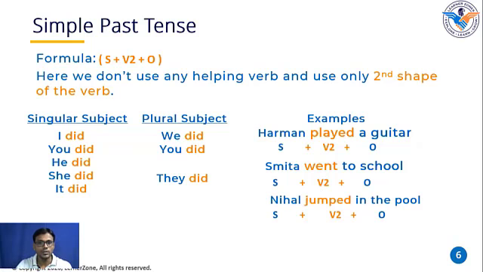Nihal jumped in the pool. Nihal is the subject. Jump, jumped, jumped. So jumped is the second shape of the verb. In the pool is the object. It's very simple, guys. So it is even much simpler than simple present tense. So you do not have to worry. You just need to remember S plus V2 plus O, the structure of the sentence. If you are able to identify the second shape of the verb in this, that's it. Or if you are able to replace every verb in any sentence with V2, then you can convert that sentence into simple past tense.